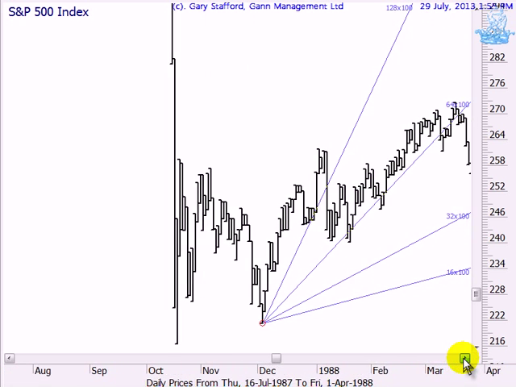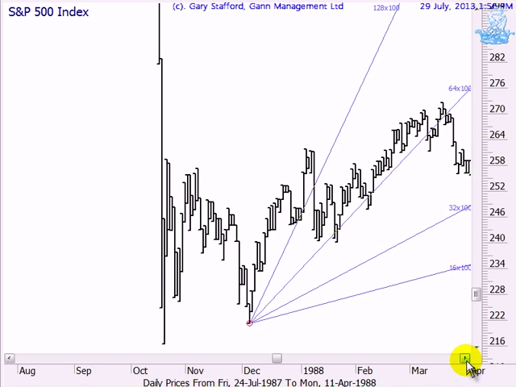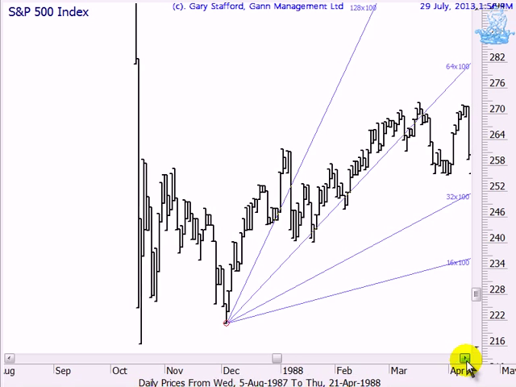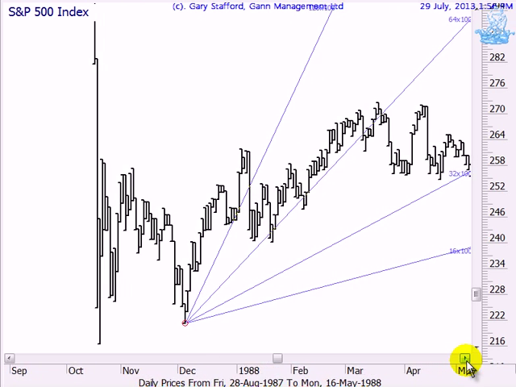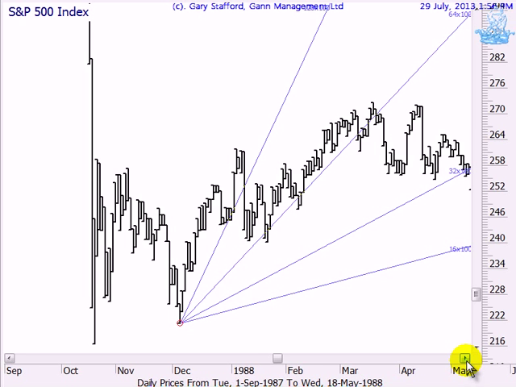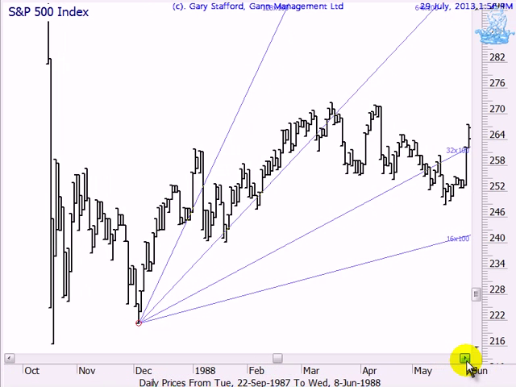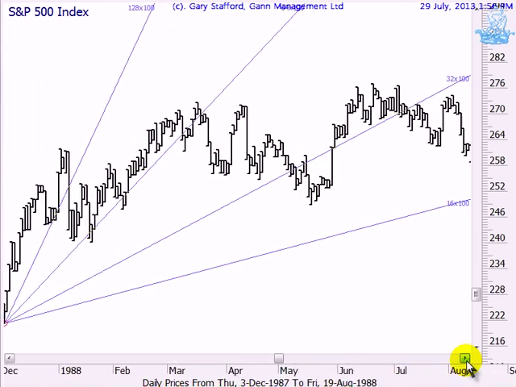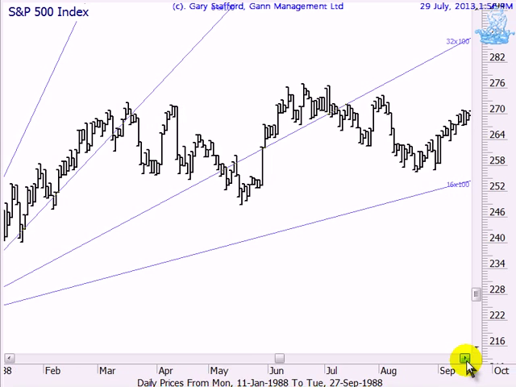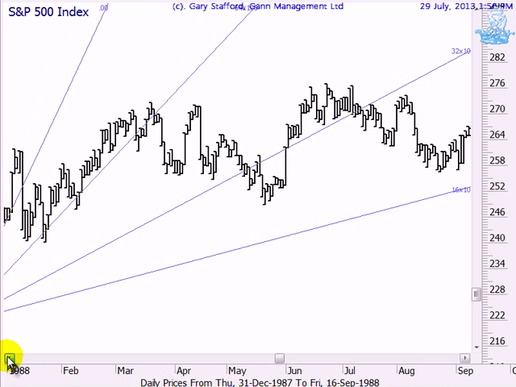So we go forward in time, and the next major one is this one here, which he said was a 1x1, which of course it isn't, but let's see what happens when it gets there. When it gets there, eventually, it slows down, shows a bit of resistance, so you might buy, and then you lose your money. In other words, they're just basically random lines, and have got nothing to do with what Gann said. I won't go any further. You can see, hopefully, that it doesn't actually work.